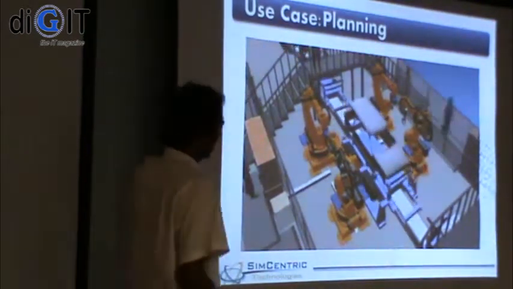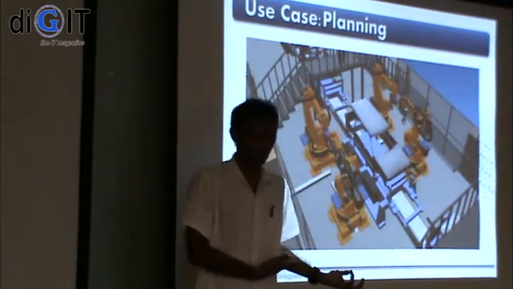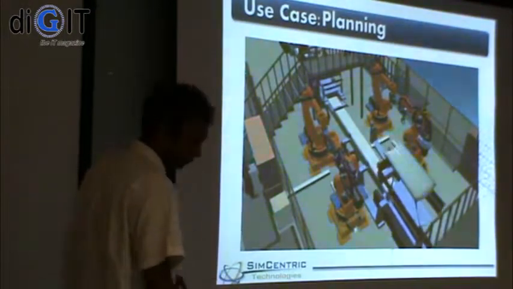Or can I make the conveyor belt move faster? Can I get the same speed by using fewer robots? So all these simulations you can try out before you actually buy anything, before you do anything. It allows you to do that.